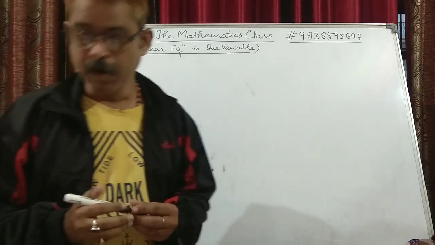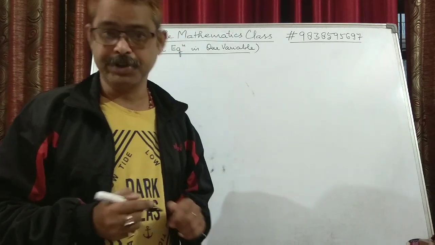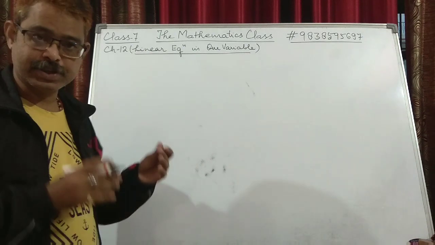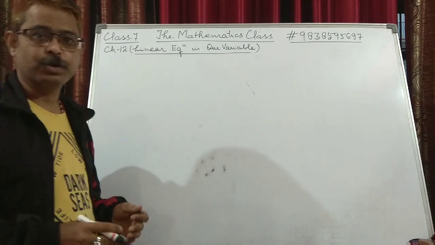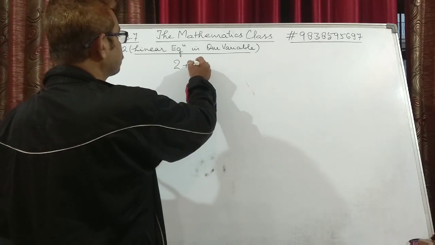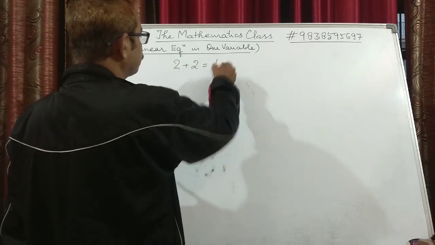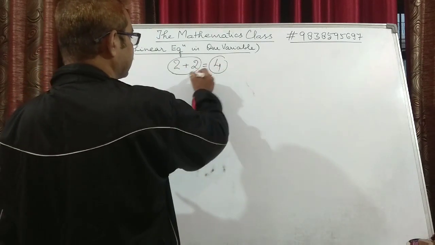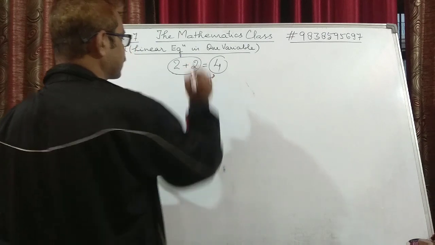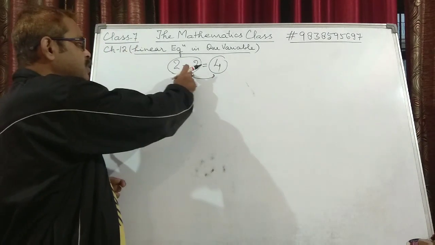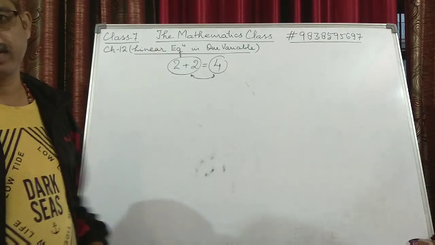So first of all, what is an equation? An equation is a mathematical statement such that two expressions are equal. Suppose I say 2 plus 2 is equal to 4. This is a mathematical expression, this is a mathematical expression, and this makes a kind of statement. We can easily make out from this that 2 plus 2 is equal to 4. So this is the equation.